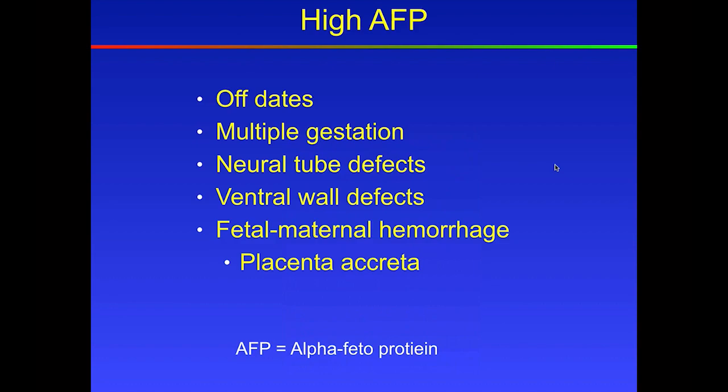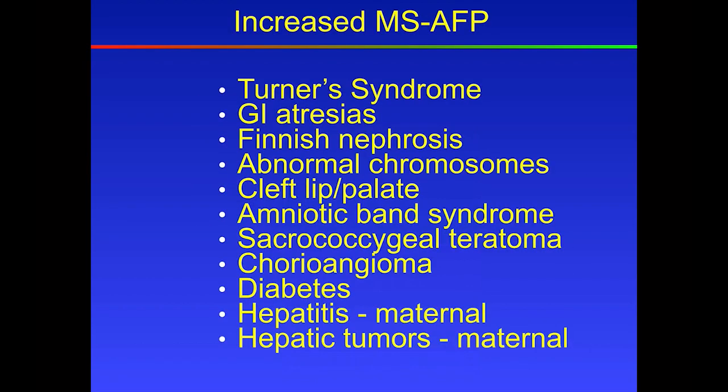And then the most common cause of high AFP is a mixing of blood between mom and baby. So that is a fetal maternal hemorrhage. So if you get any history of bleeding in the pregnancy, then that is often the cause of the high AFP. But you always want to look for placenta accreta as the cause of mixing of blood leading to a high AFP because it is a life-threatening disease for mom and they can have significant bleeding at delivery.